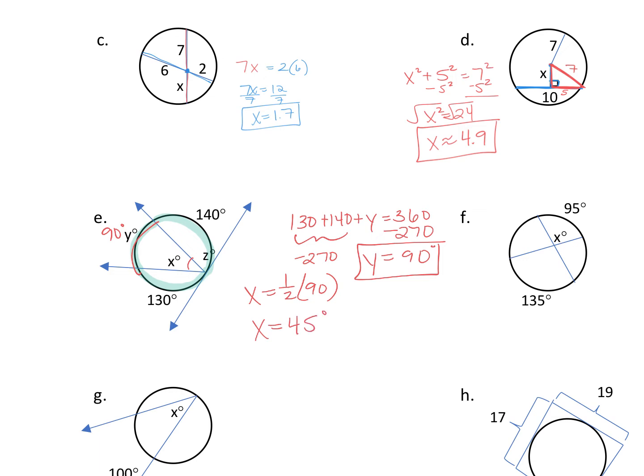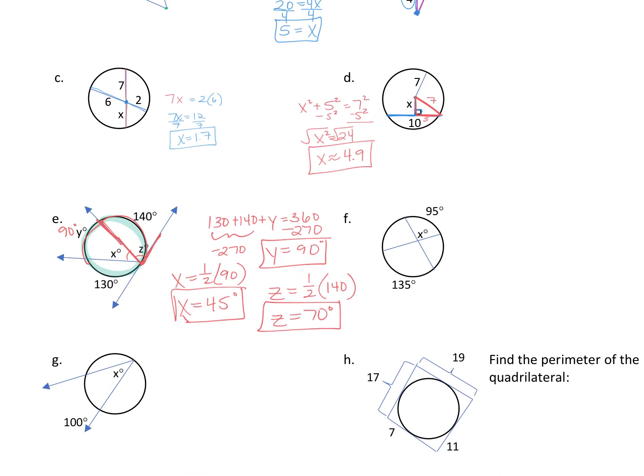Okay. And then Z, if your arc here is 140, that's the intercepted arc for this inscribed angle. So Z is just cutting the 140 in half. So Z is going to be 70.